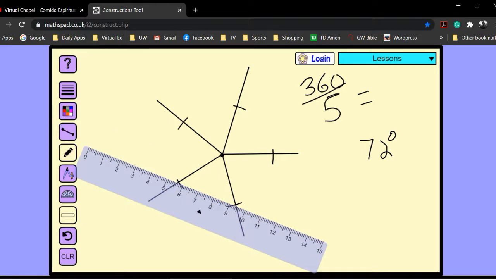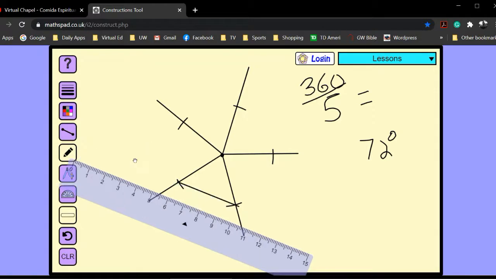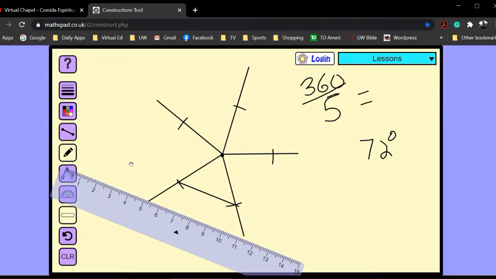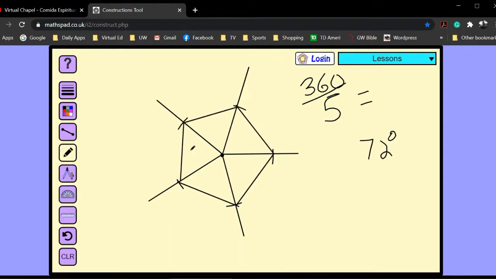All right, so there's my first one. I've got it there. And so now I'm just going to connect those. Okay? And what I'm going to do is I'm going to go all the way around the circle, and I'm going to connect those. And there we go. There is our shape. We've got a pentagon, 5-sided, and so each one of these sides is going to be 5.